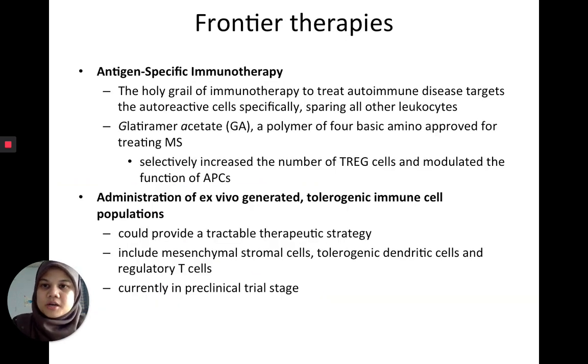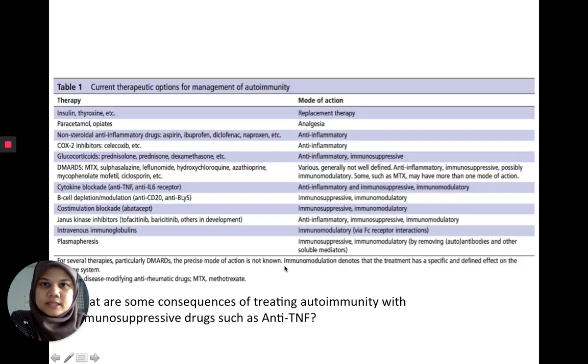Some other new therapies that are being developed are antigen-specific immunotherapies. So these are strategies trying to select for specific autoreactive cells while not targeting other leukocytes that are not autoreactive. For example, glatiramer acetate selectively increases the number of Treg cells. So that's quite helpful because Tregs help reduce autoimmune outcomes. Or administration of ex vivo generated tolerogenic immune cell populations. So you actually give cells that are more tolerogenic, and this is currently in the preclinical trial stage.